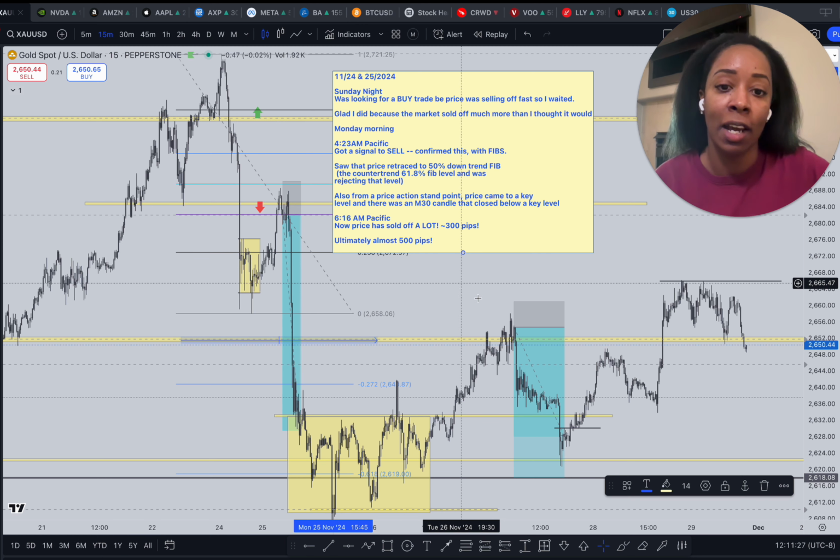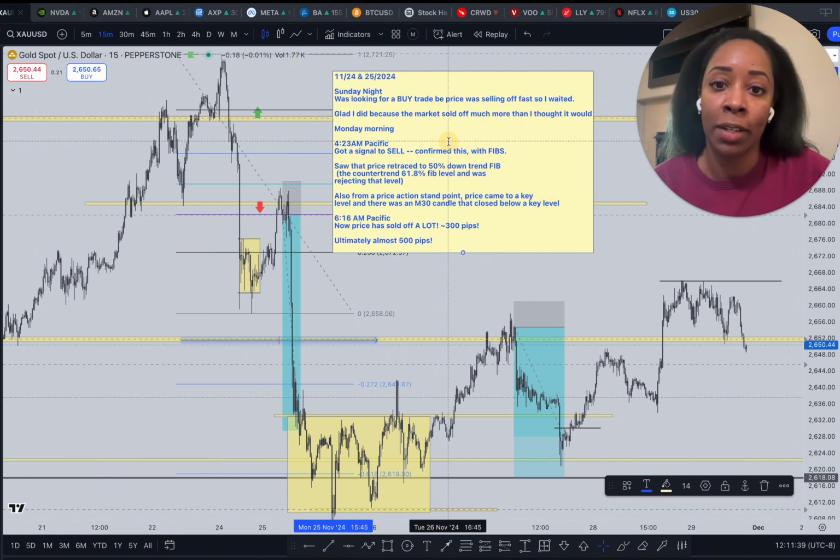I was hoping that it would go lower, but it didn't. Ended up going higher, and then I got stopped out right about here. So anyway, these are just some of the notes, so give me a second so that way I can clean up the charts.